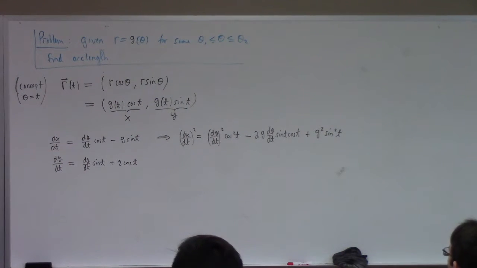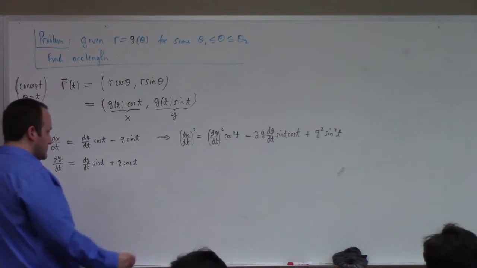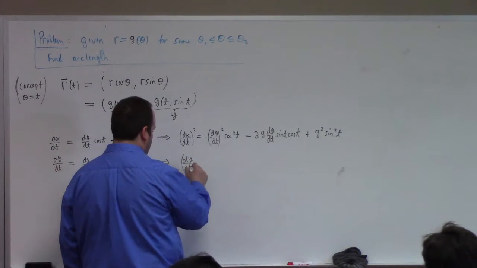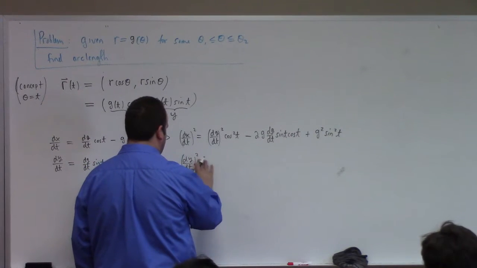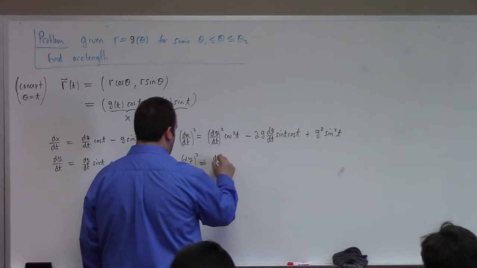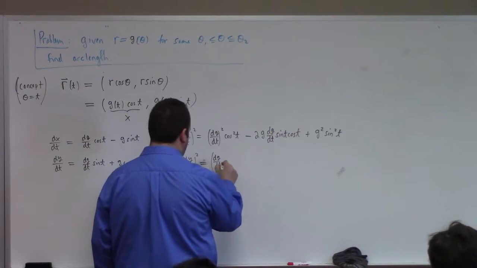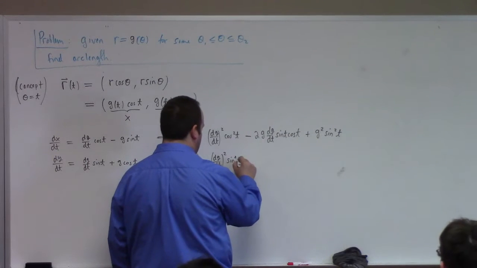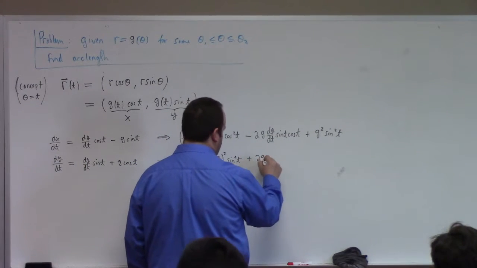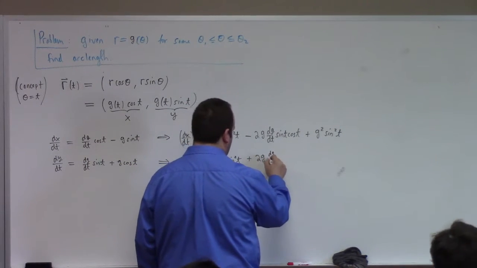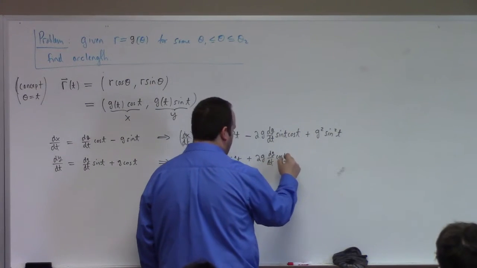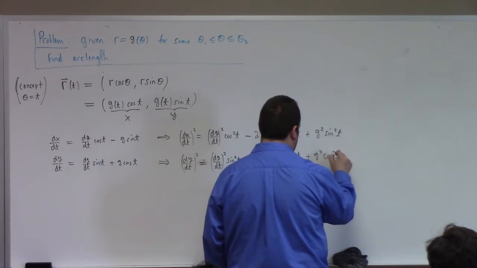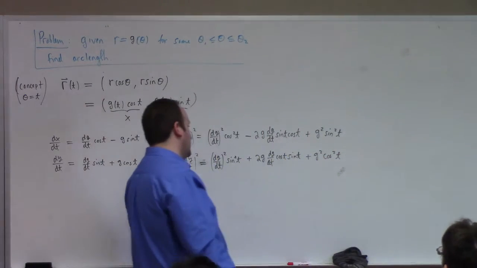Square y, what do you get? Yeah, kind of the same thing. But the difference is what? Sine is replaced with cosine, basically, right? And also that minus changes to a plus, I should say. So you get 2g dg/dt cosine t sine t, plus g squared cosine squared t. So everything's almost the same.